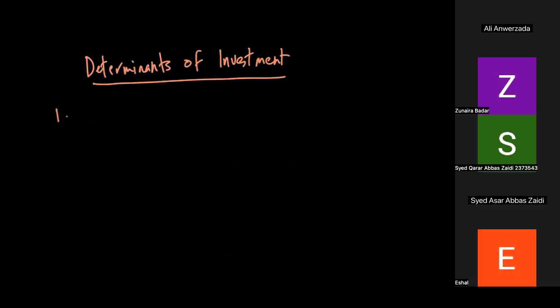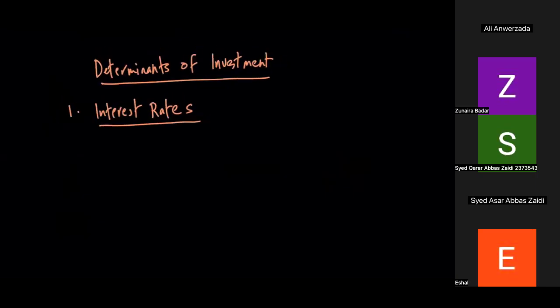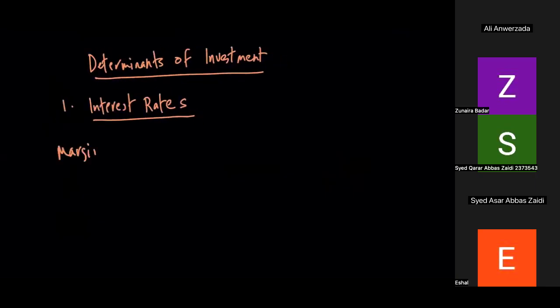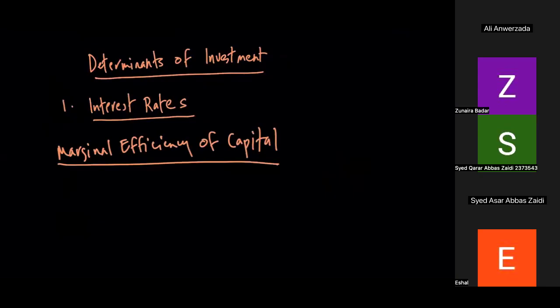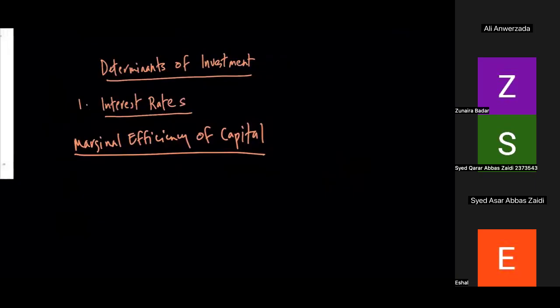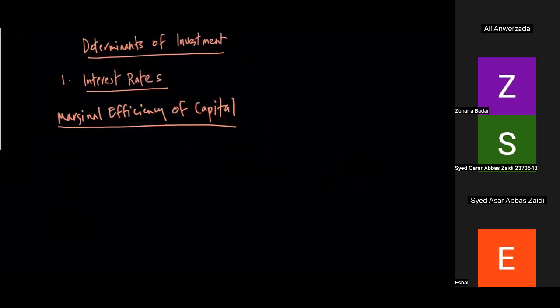The first determinant of investment we want to talk about is simply interest rates. So guys, what are interest rates? Interest rates are basically what we call our cost of borrowing. Here, I want to explain the theory called the marginal efficiency of capital theory. What is the marginal efficiency of capital theory? It simply says this: if you want to look at projects, let's say I have projects 1, 2, 3, and 4. Okay, I have 4 projects.